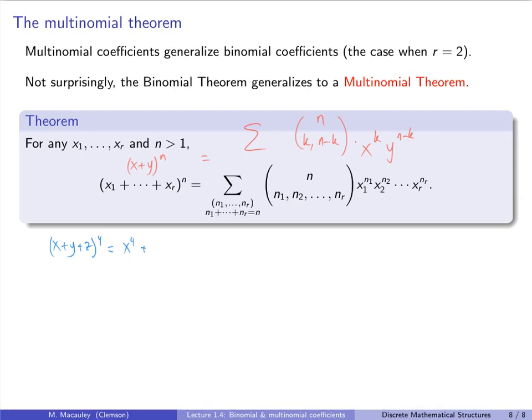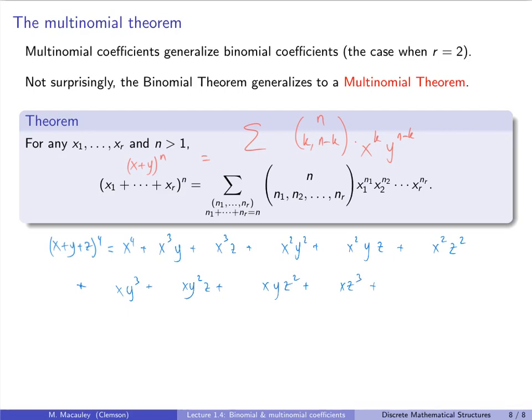plus x cubed times y, plus x cubed times z, plus x squared times y squared, plus x squared times y times z, plus x squared times z squared, plus, I hope I'm not missing one of these. I trust you can catch it if I am. x times y cubed, plus, so we're going to get terms, and I'm leaving space here because I'm going to fill these in, x times y squared times z. We're going to get some terms of the form x times y times z squared. We're going to get some terms of the form x times z cubed.